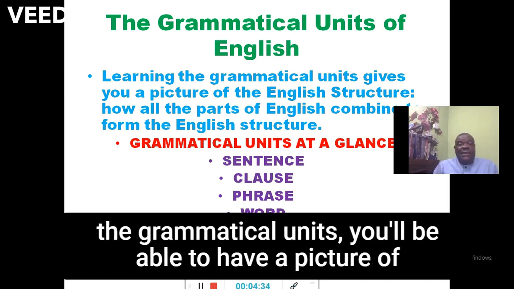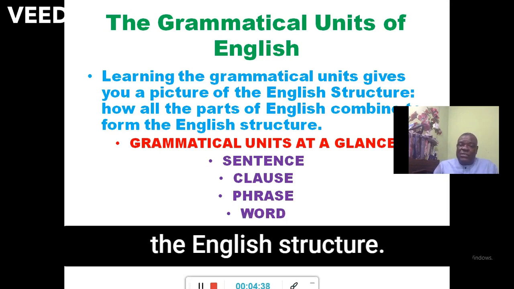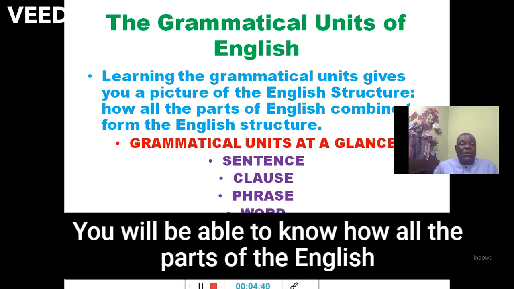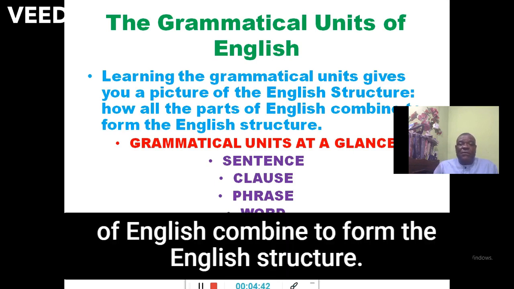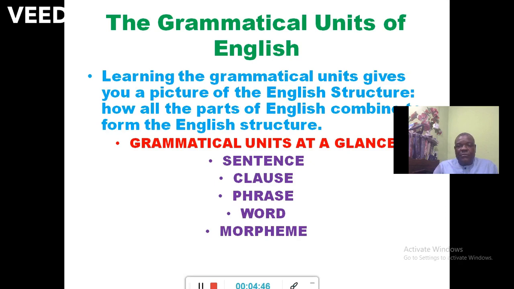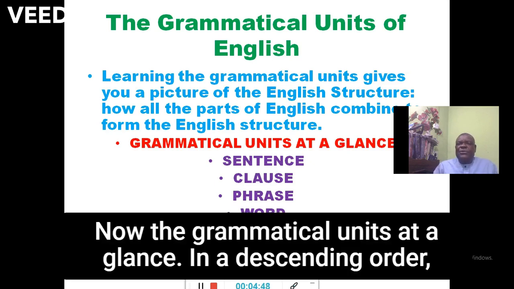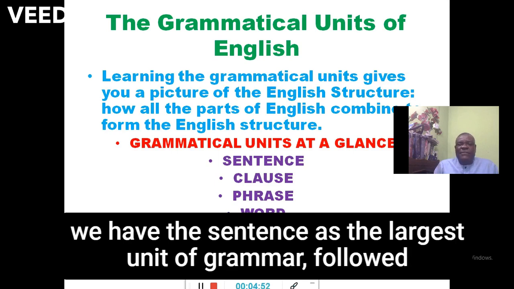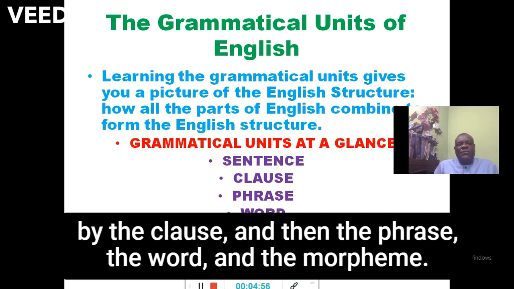In learning the grammatical units, you will be able to have a picture of the English structure. You will be able to know how all the parts of English combine to form the English structure. Now, the grammatical units at a glance. In descending order, we have the sentence as the largest unit of grammar, followed by the clause, and then the phrase, the word, and the morpheme.